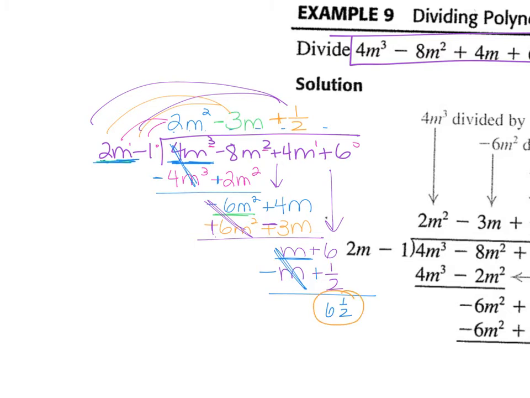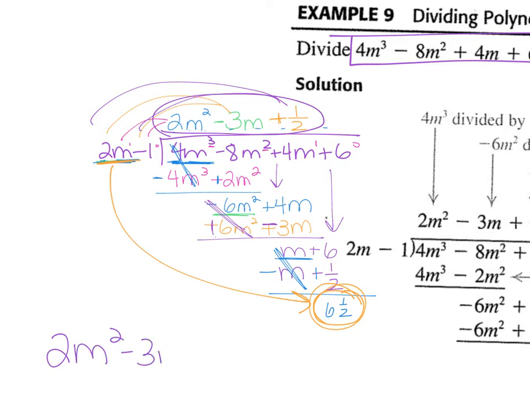So once there's no number I can multiply this by to get to here, when the variable exponent has become smaller on the bottom than it is on the outside, you know you're done. This is your remainder. So the quotient, which is the answer to a division problem, would be 2m squared minus 3m plus 1/2. And the remainder is 6 1/2, or 13/2.